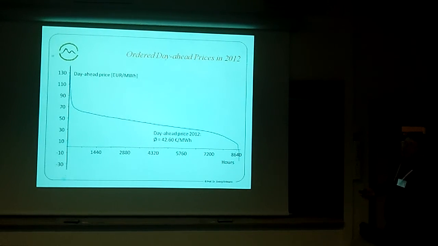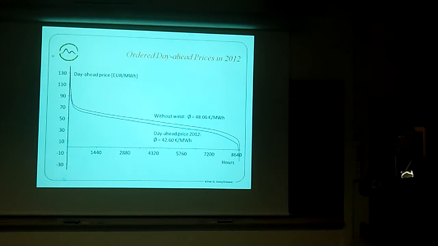We have an ordered price line. This is the hour with the highest price, and then comes the second highest price, and so on. At the end we have some hours with negative prices. The average day ahead price in 2012 was 42.60 euros per megawatt hour. Now, what happens if you would not have had wind? We put this data into a model and assumed there is no wind. The result would have been that in 2012 the average price would be 48.06. And if there were no photovoltaics, the average price without wind and photovoltaics would be 51.